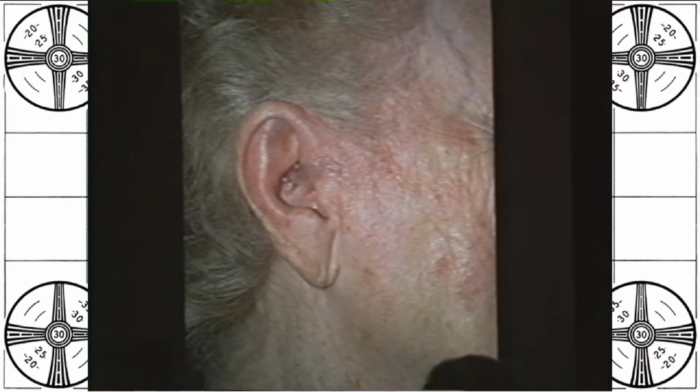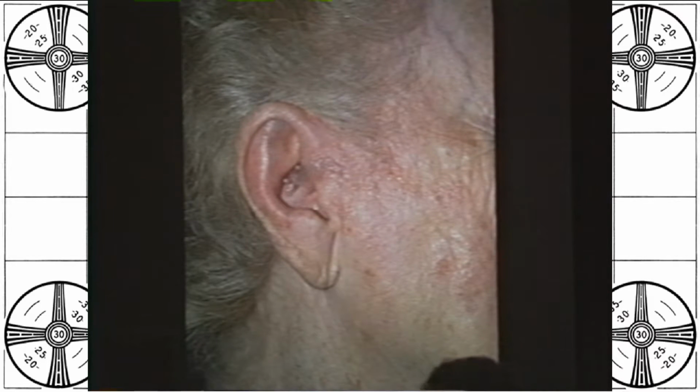Paraphenyldiamine. This patient likes to dye her hair periodically. She uses a paraphenyldiamine hair dye. When they react, they will not react on the scalp. Where they'll react is the eyelids and the ears. That's where they'll react to paraphenyldiamine.